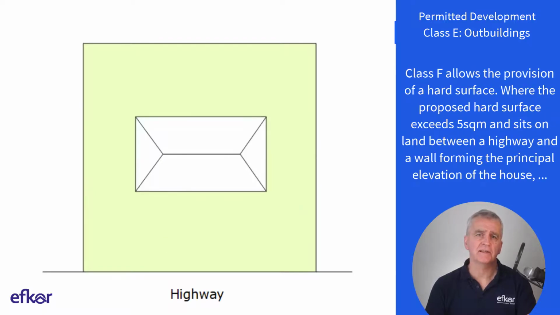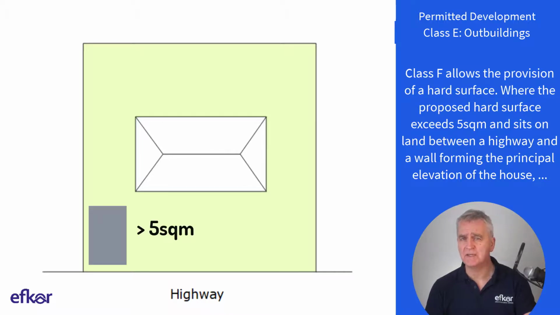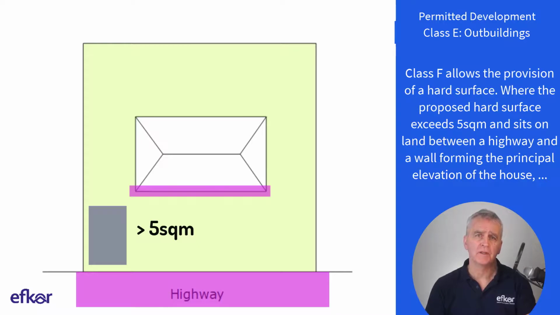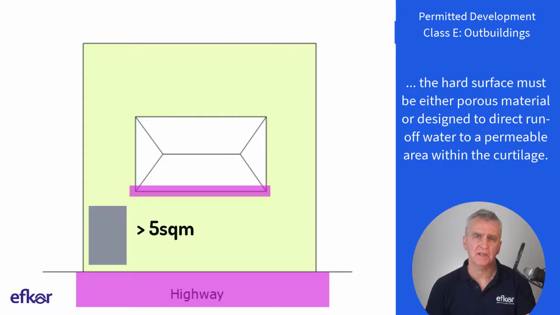Class F allows the provision of a hard surface. Where the proposed hard surface area exceeds 5 square meters and sits on land between a highway and a wall forming the principal elevation of the house, the hard surface must be either porous material or designed to direct runoff water to a permeable area within the curtilage.